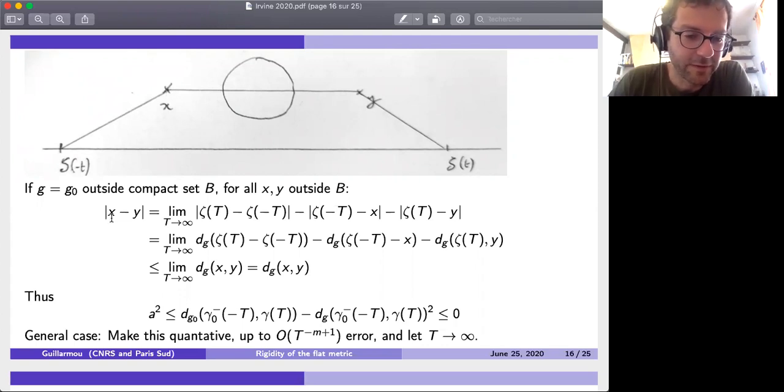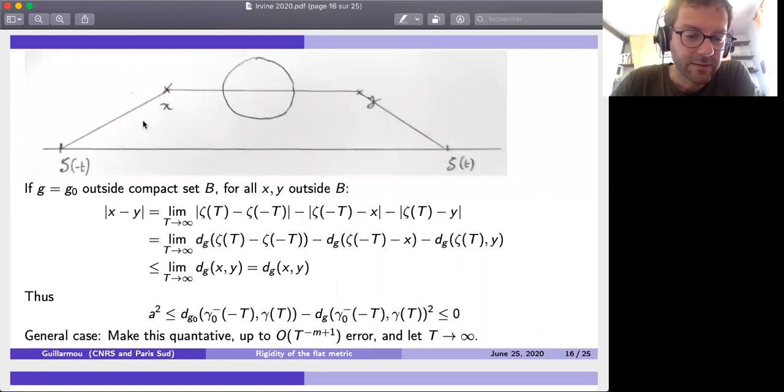You can show that the Euclidean distance between x and y is given by the limit of the Euclidean distance between zeta of t and zeta of minus t, this long line on the bottom, minus the distance between x and zeta minus t, and the distance between y and zeta t. Of course, if we are in a compact perturbation of Rn, the metric G is just perturbed in the ball here. Outside it is just Euclidean. So you see that this equality I wrote is just Euclidean geometry.